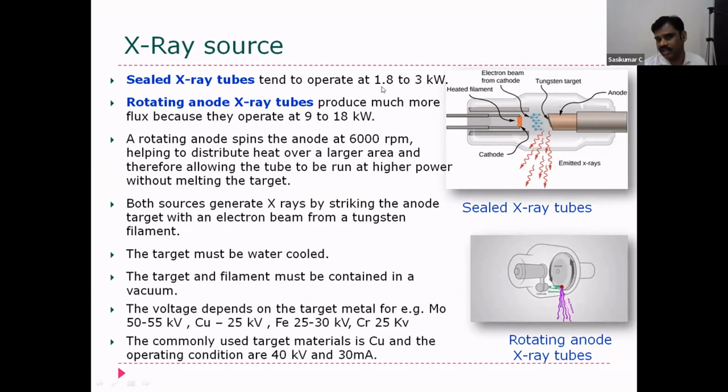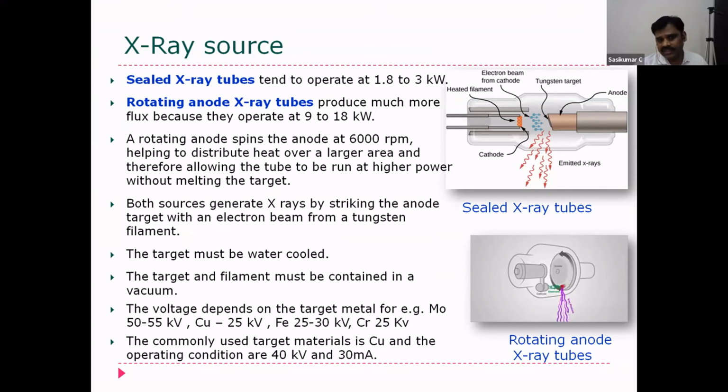which is operated in the range of 1.8 to 3 kilowatt. And in the case of a rotating anode, you can operate in the range of 9 to 18 kilowatt. Now, what is the difference? If I use 9 to 18 kilowatt, naturally I can get intense X-rays coming out. If I use low power, I can get only a limited amount of X-rays from my material. So that is the difference.